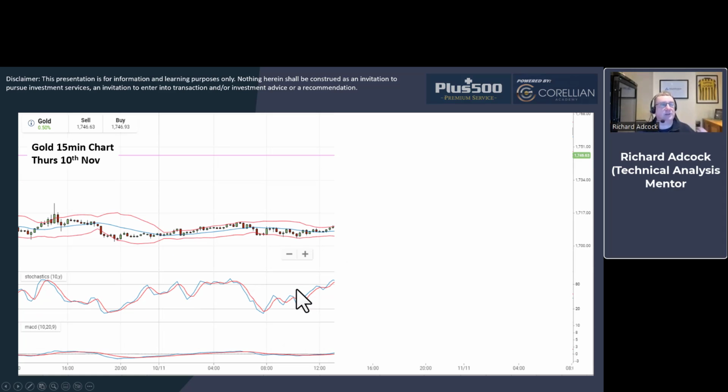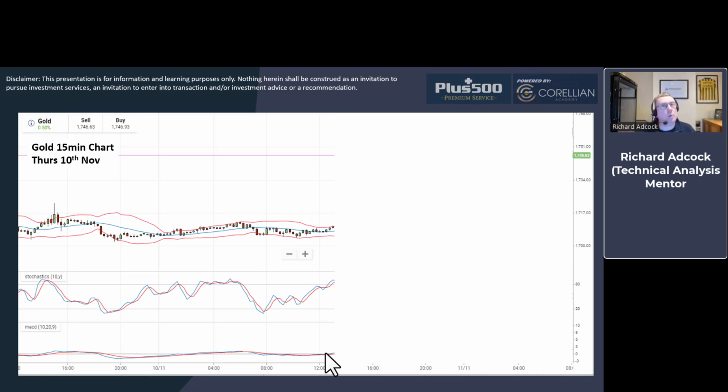I then also like to have a momentum indicator and a trending indicator. So I would use something like the slow stochastics to give me the momentum measure, and the MACD to highlight the trending condition of the market. And again, as we ran into this 15-minute chart, you can see that the MACD was flat around the zero line, really highlighting a lack of trending conditions within the market.